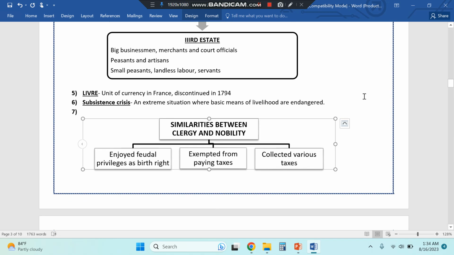livre. It is a unit of currency, and the meaning of subsistence crisis. Then similarities between clergy and nobility. This is given in the next flowchart, number 7. So they both were exempted from paying taxes, enjoyed privileges by birth, and they could collect various taxes.